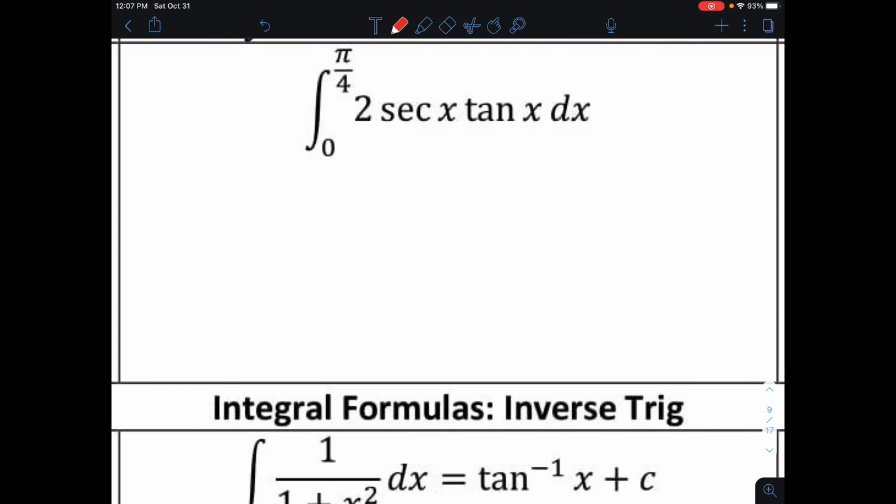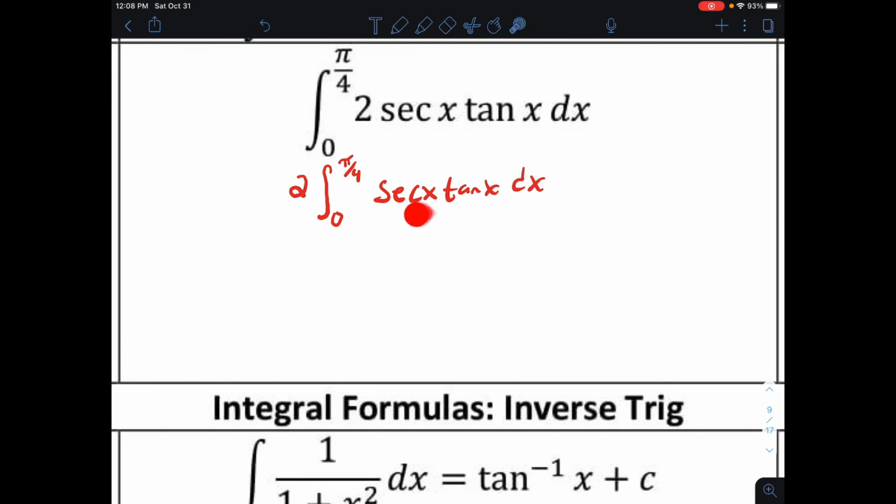Okay, next one. I want to find the value of the definite integral from 0 to pi over 4 of 2 times secant x tangent x dx. All right, well, I would take this problem here at the very beginning. We're at the onset of learning how to do these. I'm going to pull the constant out. So I'm going to use a property of integrals, pull the constant outside, and we're looking at 2 times the definite integral of secant x times tangent x dx.